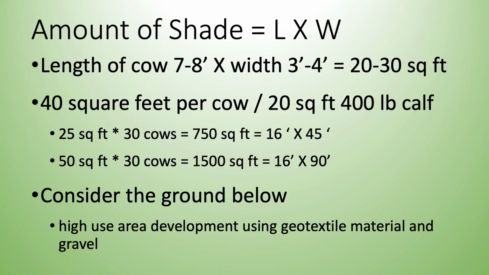So how much shade do they need? So if we think about a typical cow's maybe 7 to 8 feet long, about 3 to 4 feet wide. She's 20 to 30 square feet. I told y'all there was no math here, but I lied. But 40 square feet per cow, maybe about 20 square foot for the calf. And so you can start to see here how our shade structures would need to be quite large, right?